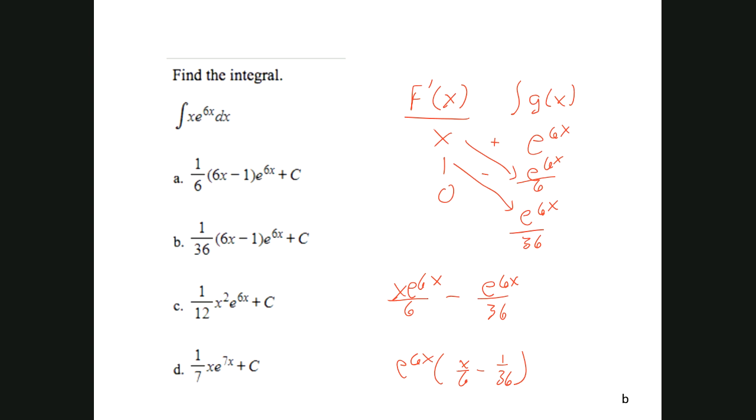So let's say if I pull the 1. Can I do that? Yeah, because if I made that a 36 on the denominator, if I pull the 1/36 out, I'm left with 6x minus 1. Oof, that's crazy factoring. E to the 6x, and then that's going to give me 6x minus 1. So letter B is correct. Yep, that was kind of crazy at the factoring type there.